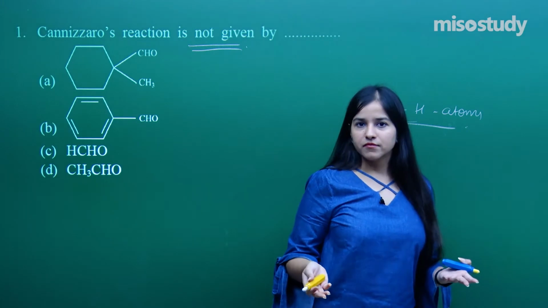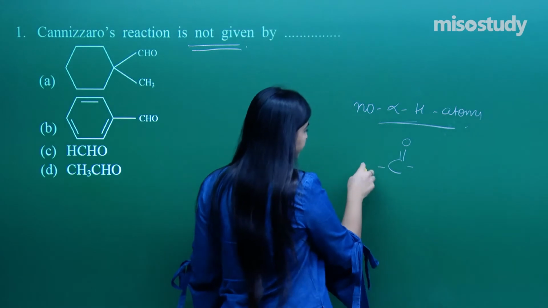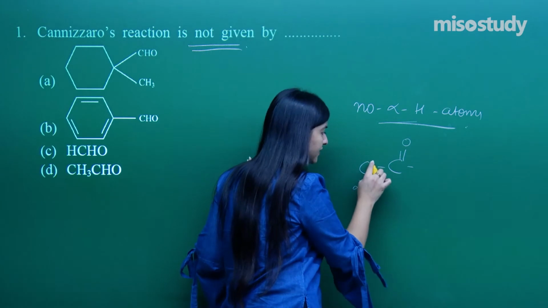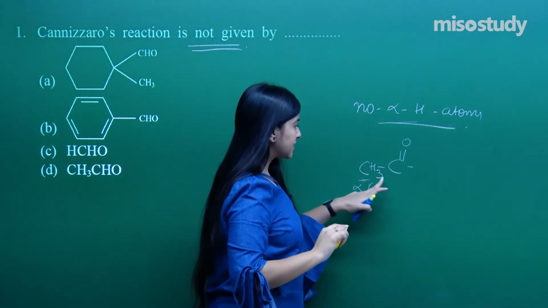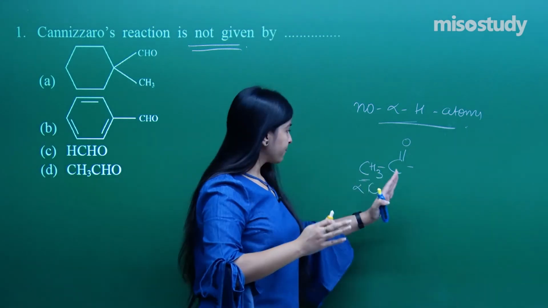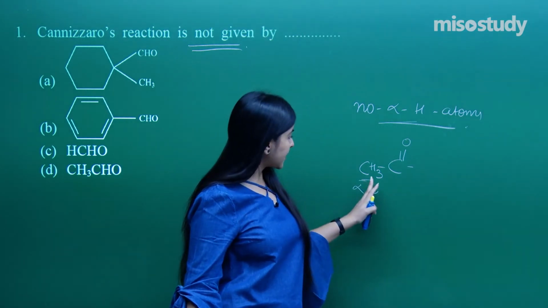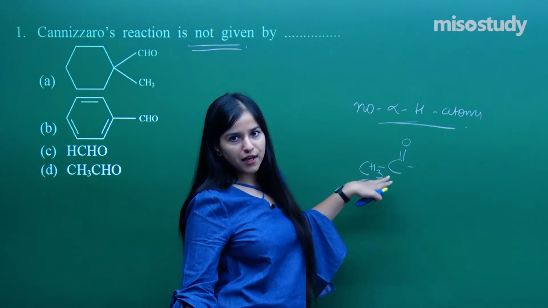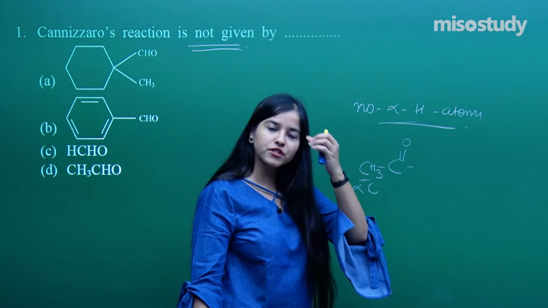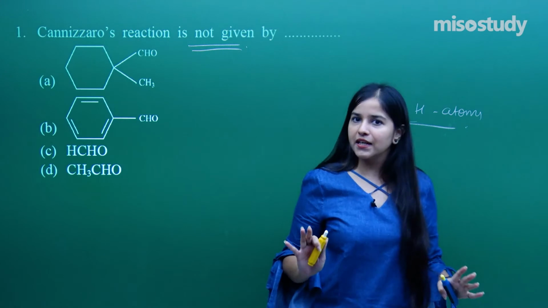Alpha hydrogen atom, what is alpha? See, if this is the concerned carbonyl carbon, the carbon which is adjacent to it is the alpha carbon, right? And the hydrogens attached to it are the alpha hydrogens, fine. The carbon adjacent to that is the beta and then gamma and so on. So this is the alpha carbon and the hydrogens attached to the alpha carbon are the alpha hydrogens. I have to watch out for no alpha hydrogens. That means the concerned carbon and the adjacent carbon not having any alpha hydrogens.